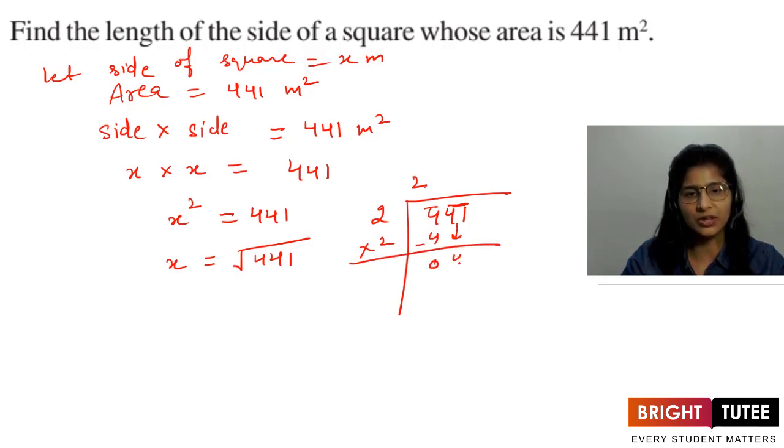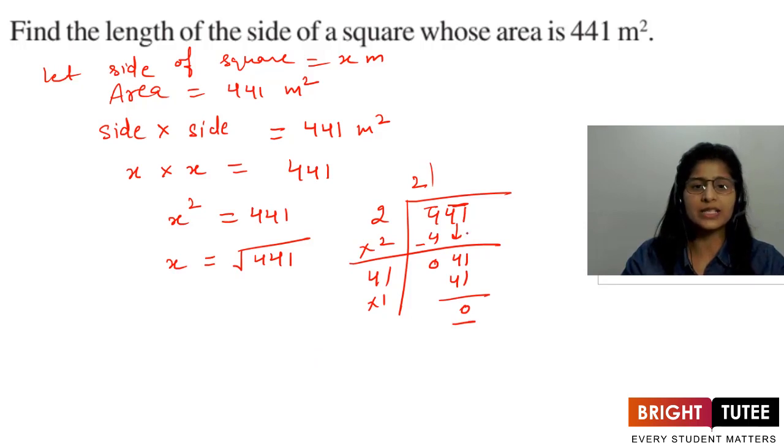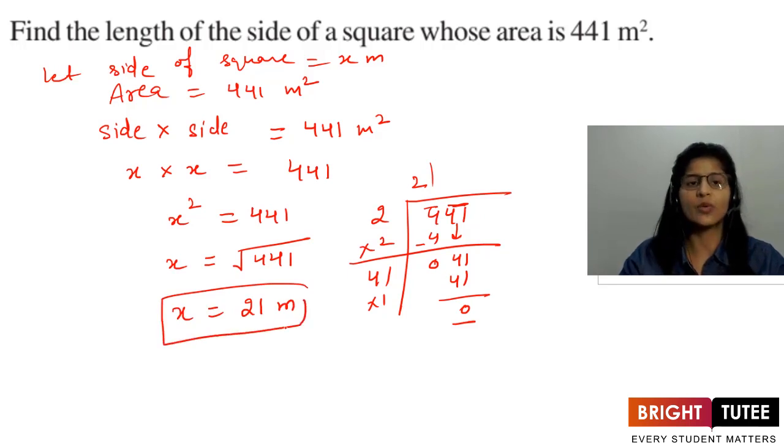Copy down 41. Double of 2 is 4. So with 1 only, because we want 41 and we are getting 0 here. So it is a square of 21. So x is going to be 21 meters. Clear? So what is the length of side of square whose area is 441? It is 21 meters. Clear?